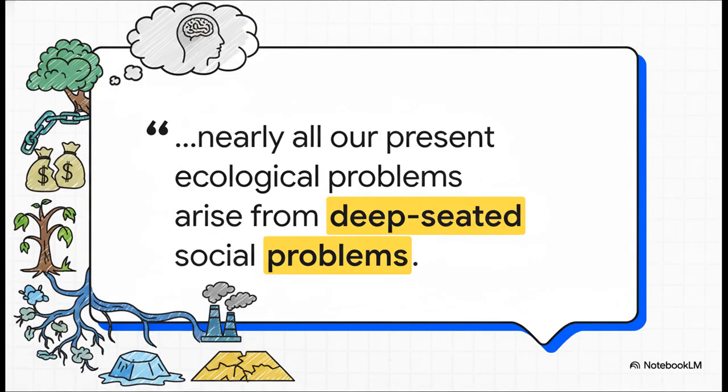The philosopher Murray Bookchin summed this up perfectly. He argued that to solve our environmental problems, we first have to fix the deep-seated social problems at their root, things like inequality, greed, and injustice. That's the core idea of social ecology.